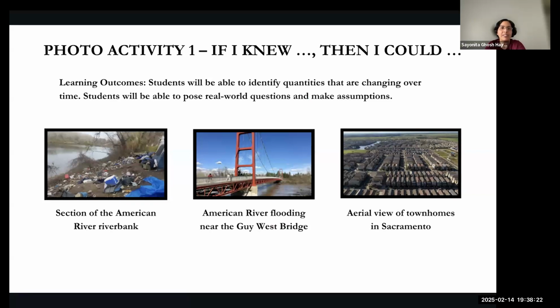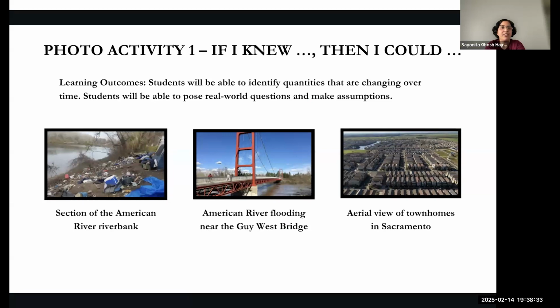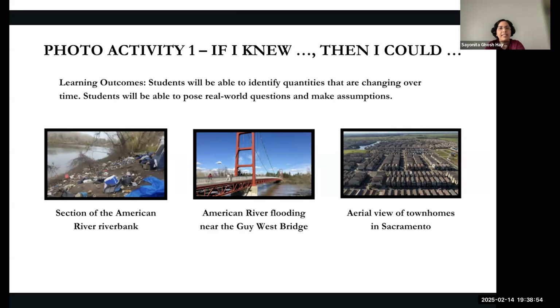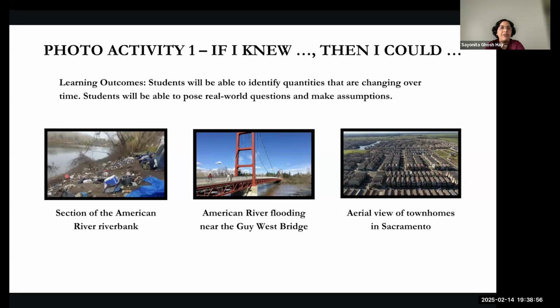One of the learning outcomes for students was to identify quantities that are changing over time. Another was for students to be able to pose real world questions and make assumptions. This activity initiated conversations and helped students grasp the concept of a quantity. Here a quantity refers to a measurable attribute that can be expressed numerically, such as length, area, volume, temperature, price, size of a population, etc.